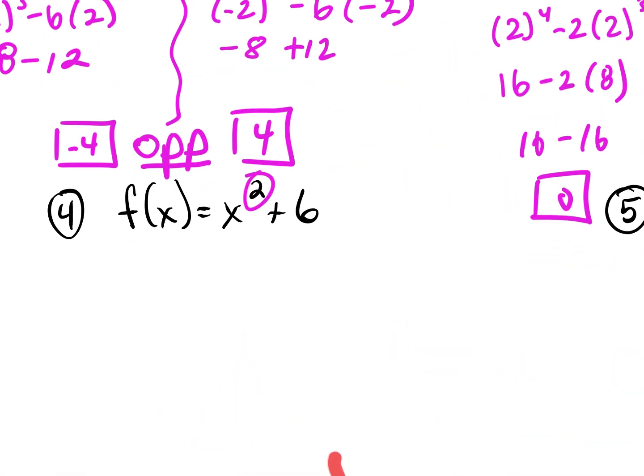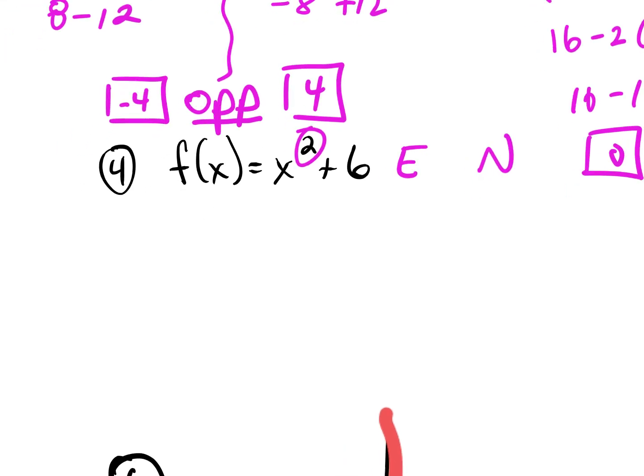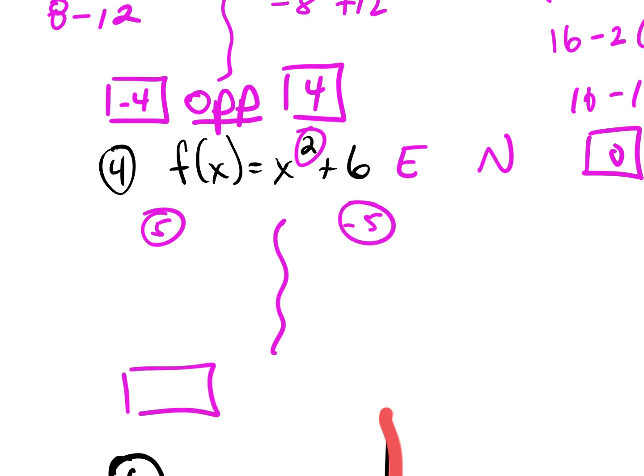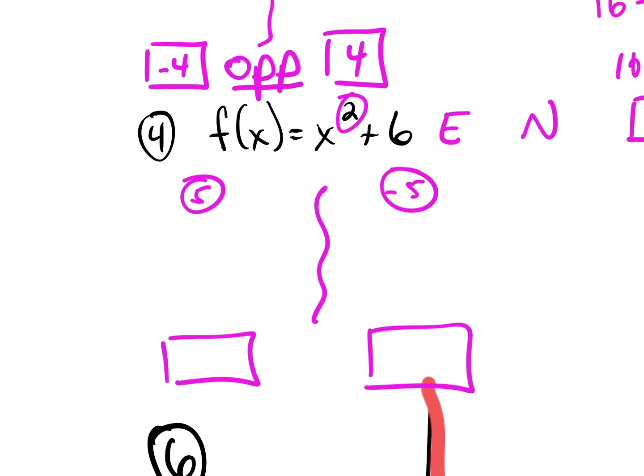All right, what are my options here for 4? Highest exponent is a 2. It's either even or neither. Good. Let's do 5 and negative 5. Again, you can do whatever you want. I'm just picking different numbers so you guys see. If I think these are even, what would they be of each other? Same. Good.